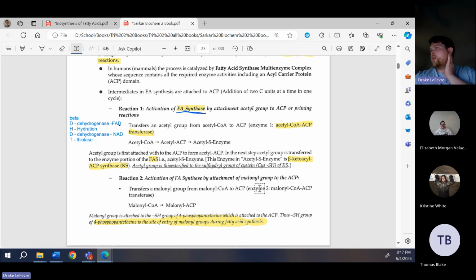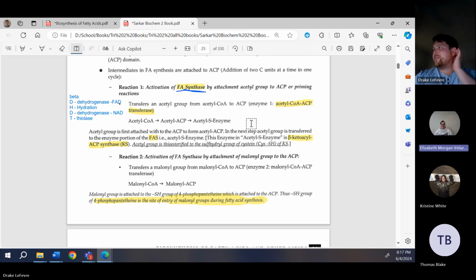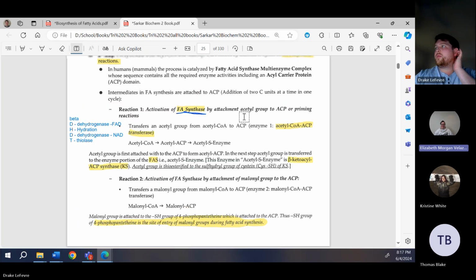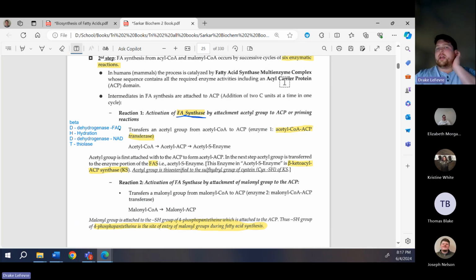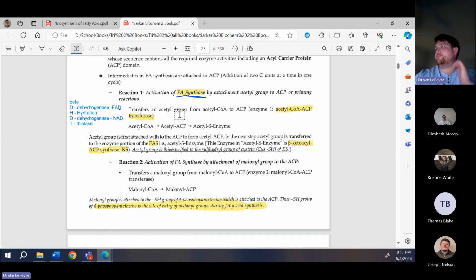We'll go with that until proven wrong otherwise. There it is right there. Scroll right back up just a little bit. Acyl carrier protein. Thank you. Including an acyl carrier protein.